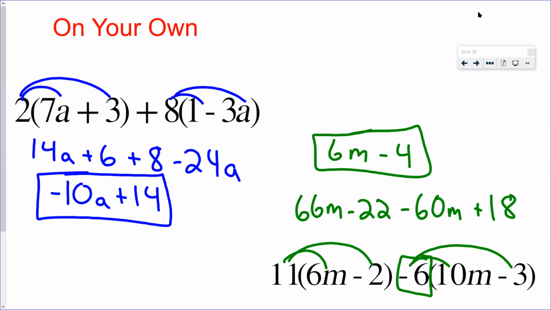So for the first one, you should have gotten -10a plus 14. For the second one, you should have gotten 6m minus 4. Because remember, when we distribute this -6, negative times a positive gives us a -60. A negative and a negative gives us that plus 18. So that's how those work. That was an on your own.